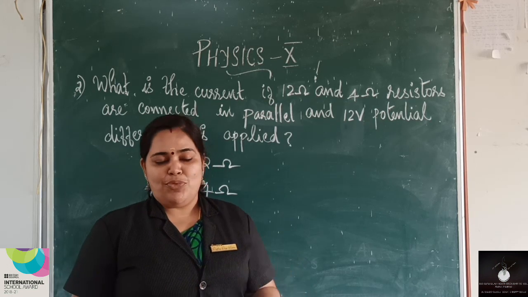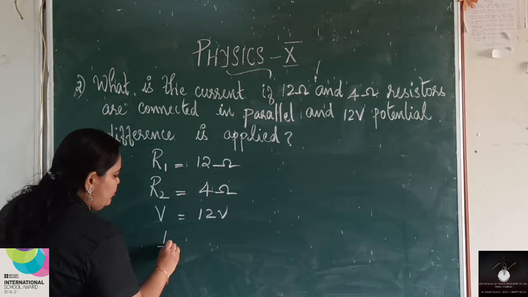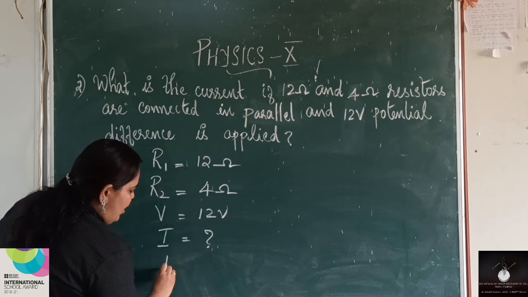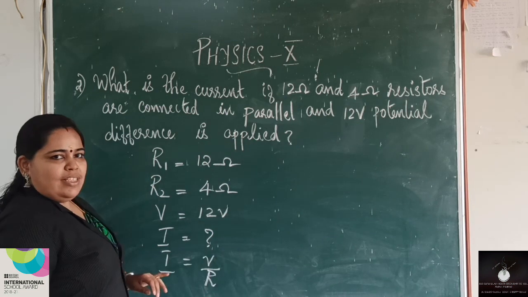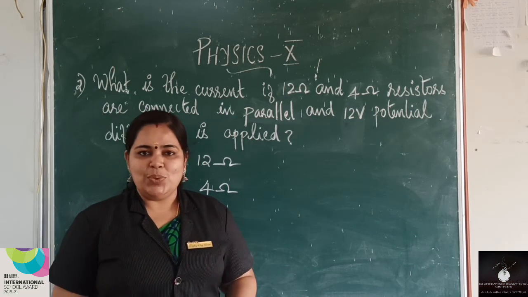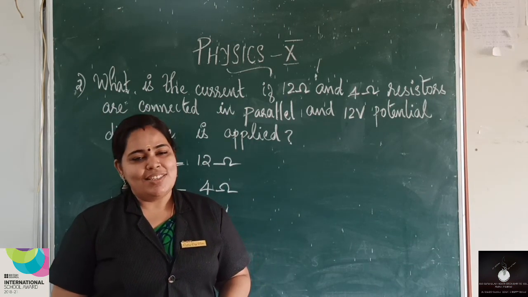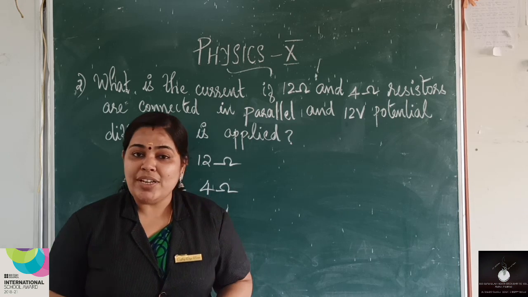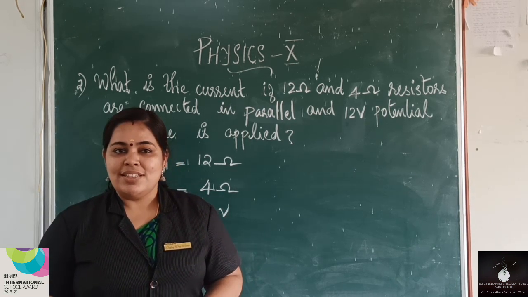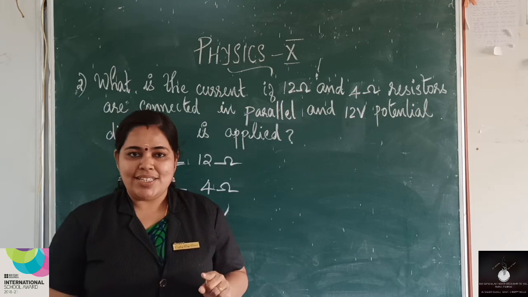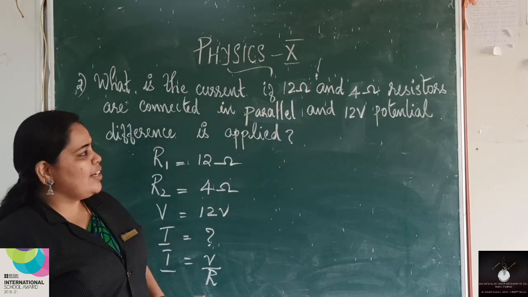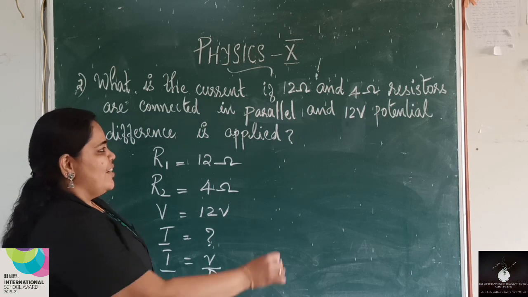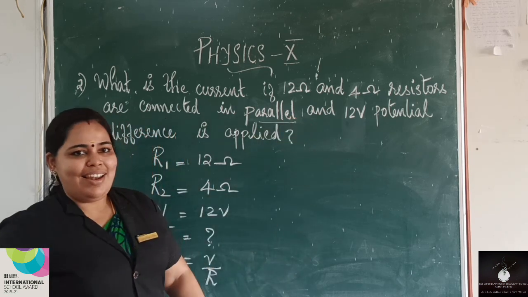And you know the formula for finding out current? I is equal to V by R. Same as the previous question, you have to find out the effective resistance. So in this case, how will you find out the effective resistance? You have to see whether it is connected in series or parallel. Just look at the question, how they are connected. They are connected in parallel, isn't it?